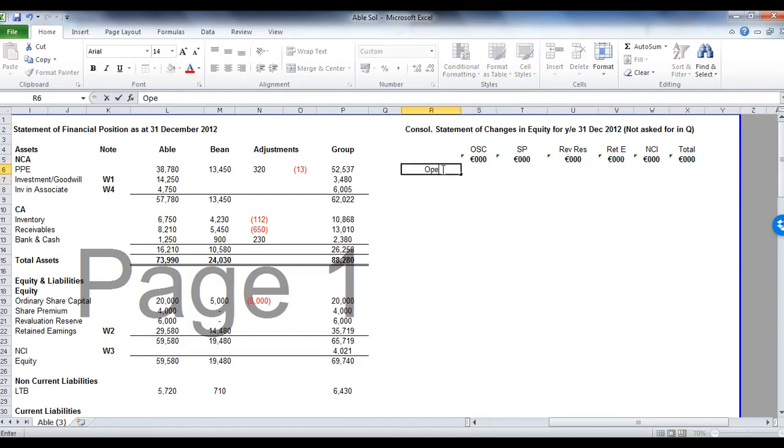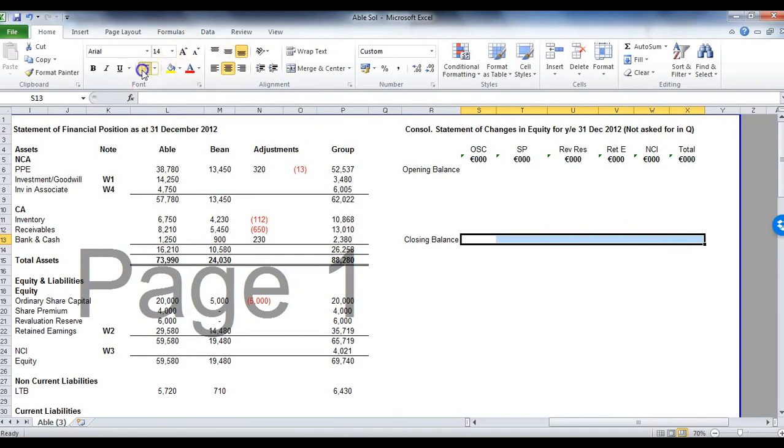And we're going to have an opening balance, and we're going to have a closing balance. Now, kind of counterintuitively for the statement of changes in equity, you start at the closing balances because you know they are the balances at the year end.